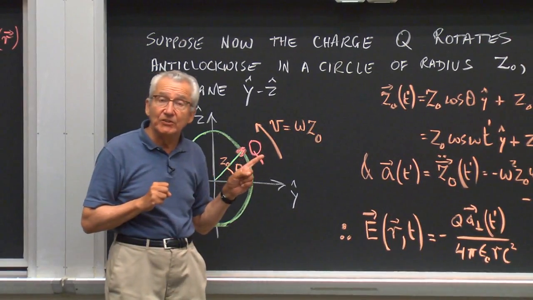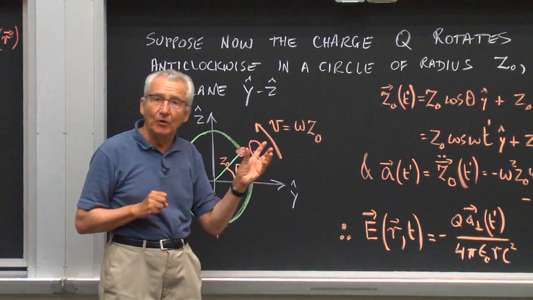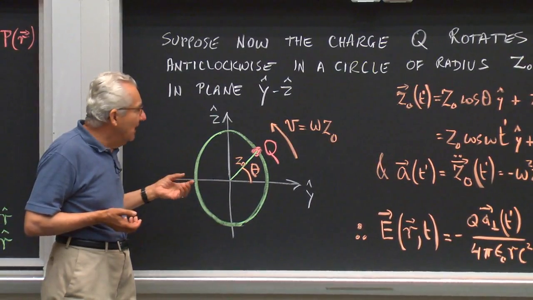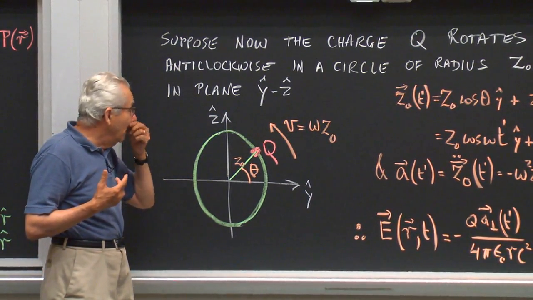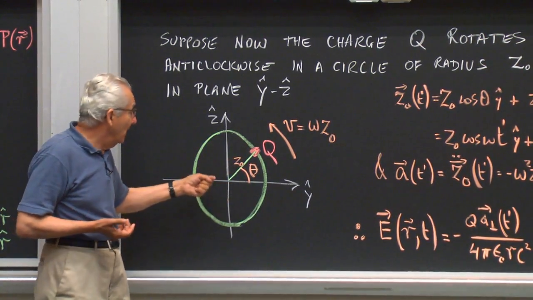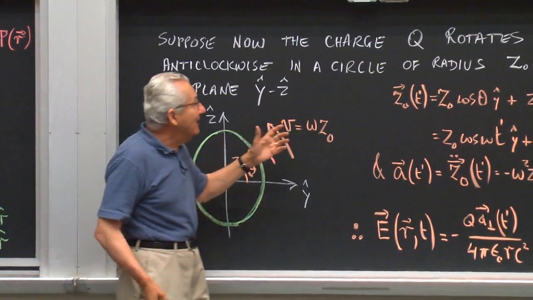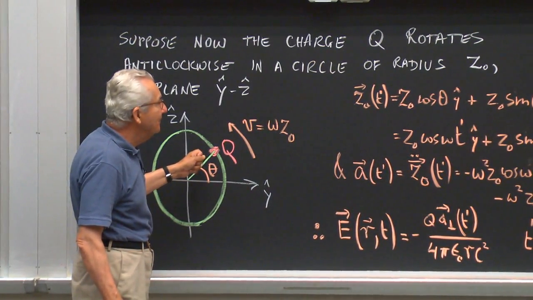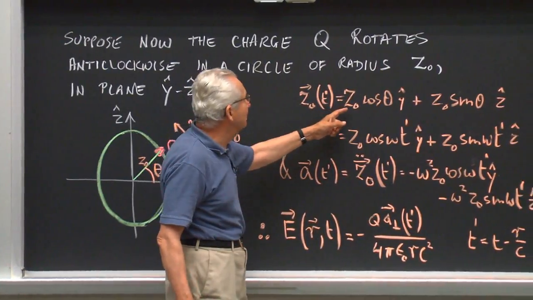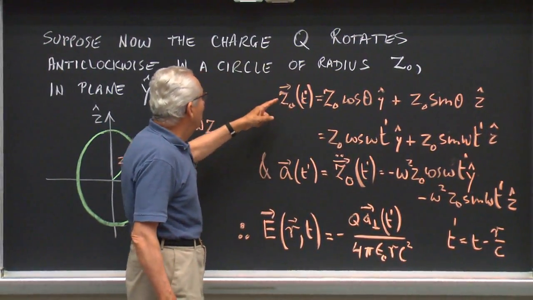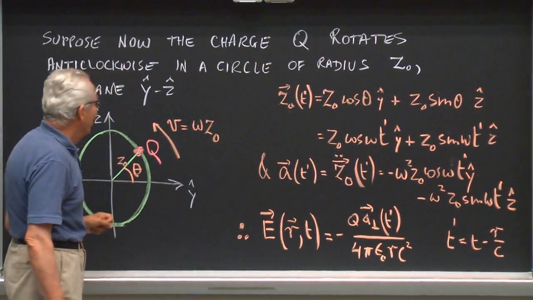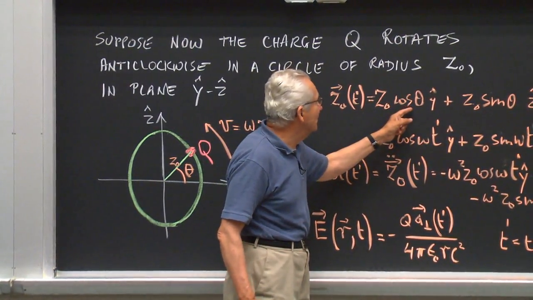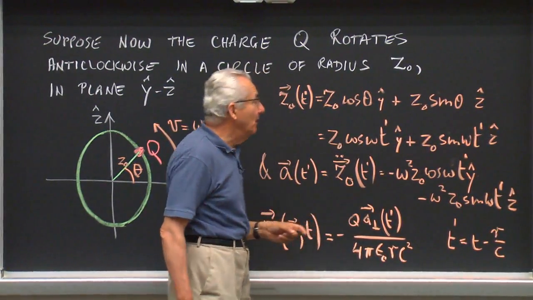And it will radiate in all directions, like before. For simplicity, so we don't get overburdened by mathematics, let's talk qualitatively. I can describe the motion of a charge going like this by, at any instant of time, it has a position. This z0 vector is the position of this charge at time t prime. I can write it as z0 cosine theta y plus z0 sine theta z.